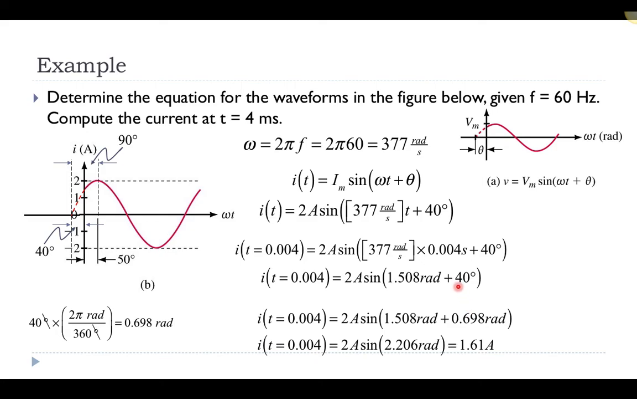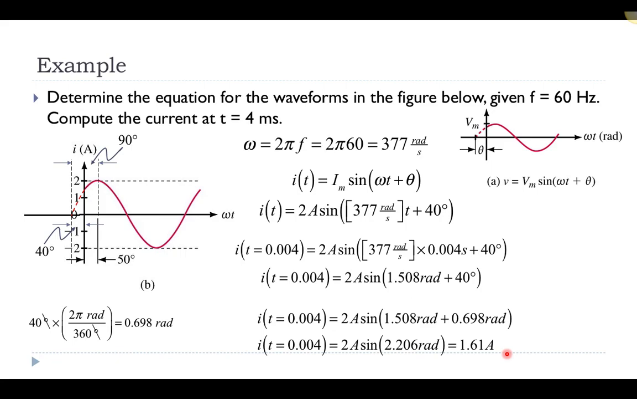So I can substitute in 40 degrees as 0.698 radians. I can add those values together. I now have to make sure that my calculator is in radians and not degrees, and I can plug in 2 times sine of 2.206 radians, and I end up getting 1.61 amps.